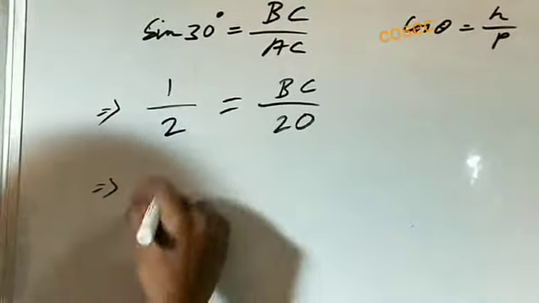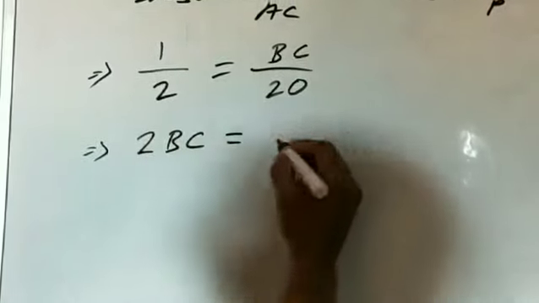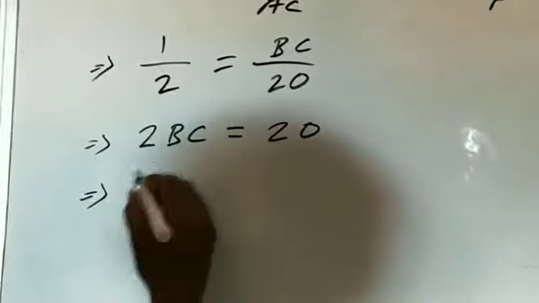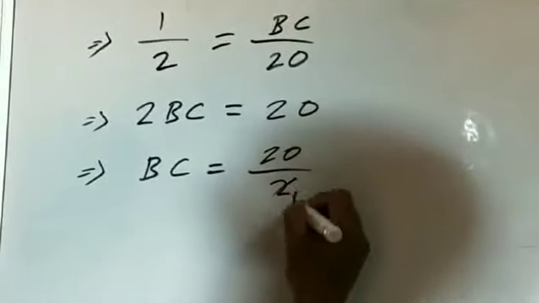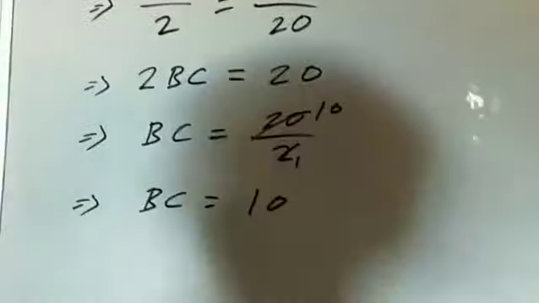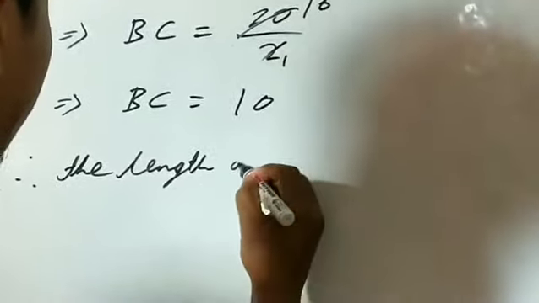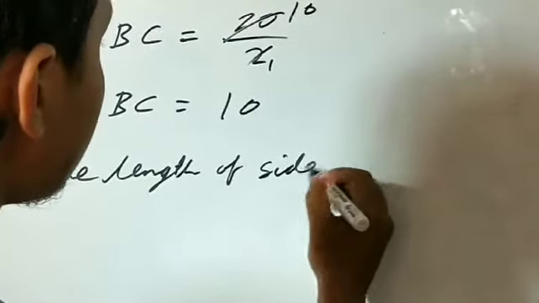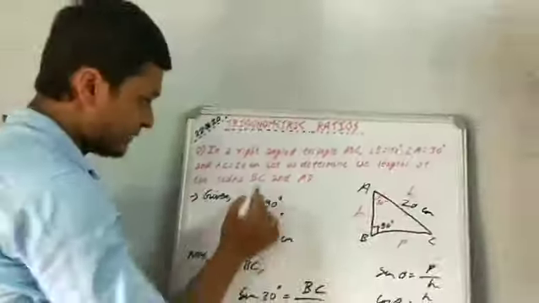Now cross multiply this. 2 into BC is 2 BC. 1 into 20 is 20. Now BC is equal to 20 by 2. Cancel this out. 2 1s are 2, 2 10s are 20. Or BC equal to 10. Therefore, the length of side BC is 10 centimeter. So we got the side BC.